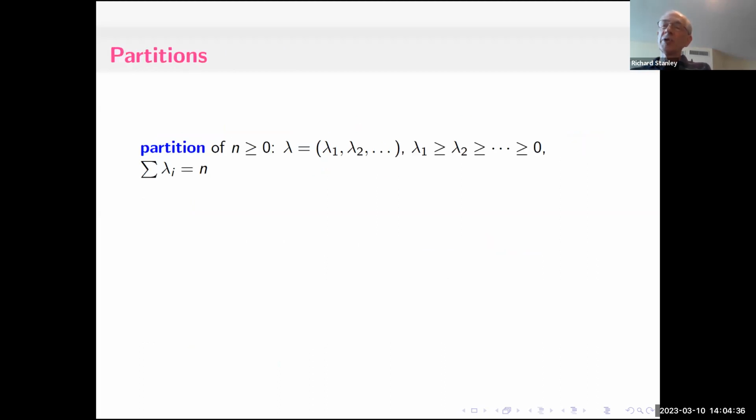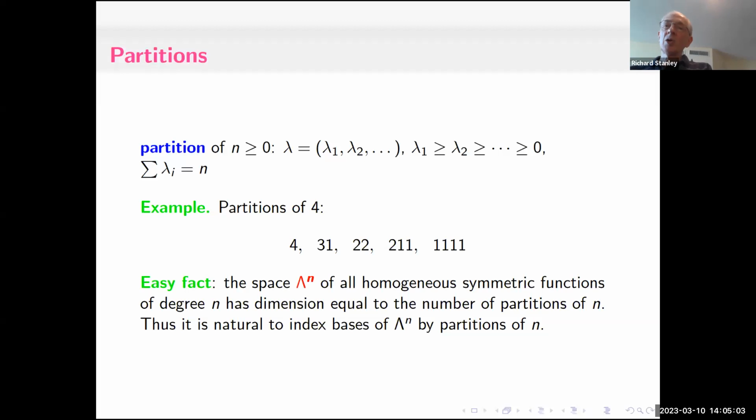Well, as we'll see, it's natural to index some symmetric functions by partitions of a non-negative integer n. That will mean a weakly decreasing sequence lambda 1, lambda 2, etc. of non-negative integers whose sum is n. So only finitely many of these lambda i's are greater than 0. Most of you know, there are 5 partitions of 4. Here they are. Essentially 5 ways to write 4 as a sum of positive integers without regard to order.